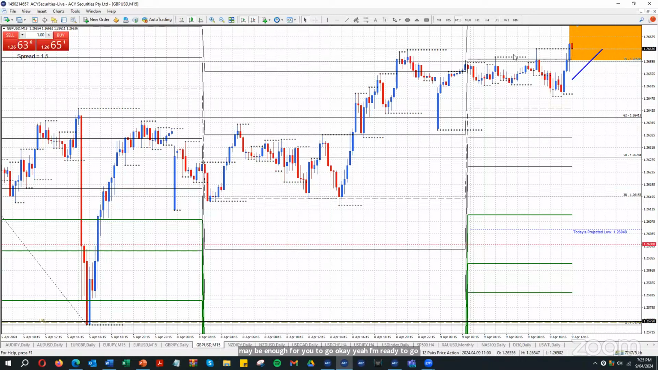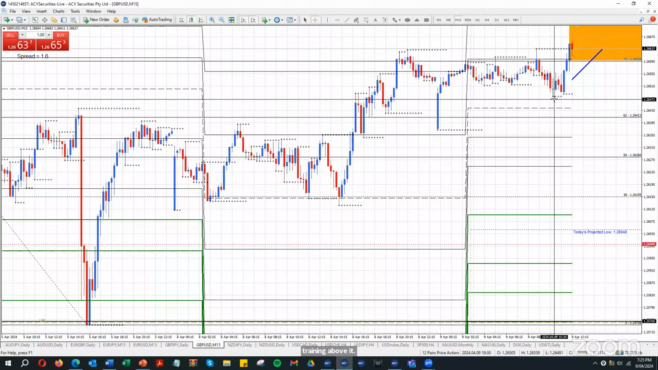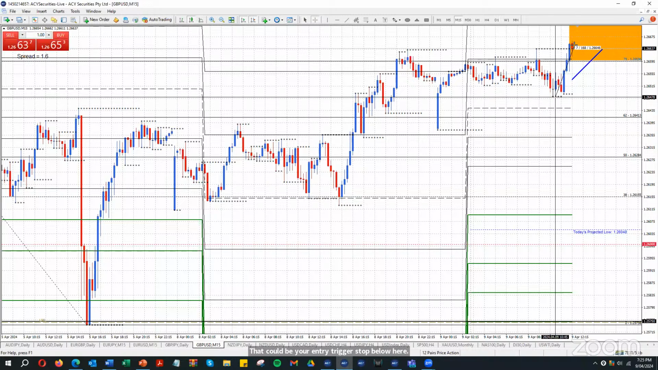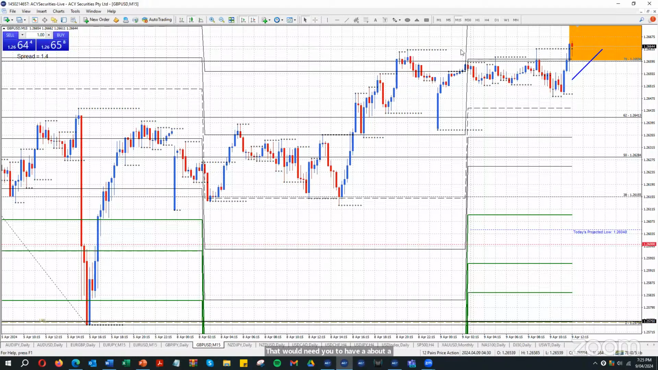So we had one go early in the day. You could have gotten the risk out for sure. There was a trend line break here, but it didn't continue down. So you could still be watching later in the day. Now, if you just think it's going to scream north, we are breaking above this swing point at the moment, or at least trading above it. That could be your entry trigger, stop below here. That would need you to have about a 20 pip stop.